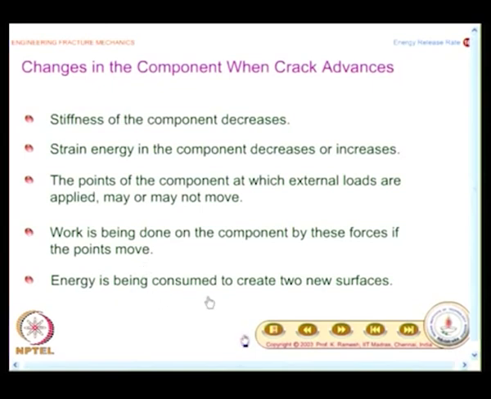And another important aspect you will have to keep in mind is, energy is being consumed to create two new surfaces. This is the key statement in the Griffith's approach to fracture mechanics. He recognized the formation of two new surfaces requires energy. There is inherent resistance in the material, and formation of a crack requires two new surfaces to be formed. They consume energy, and this energy has to come from some source.